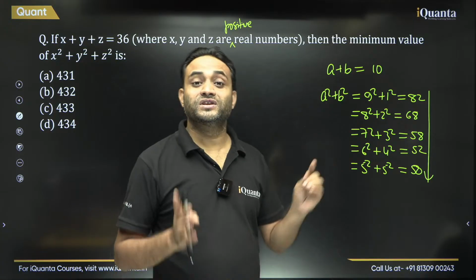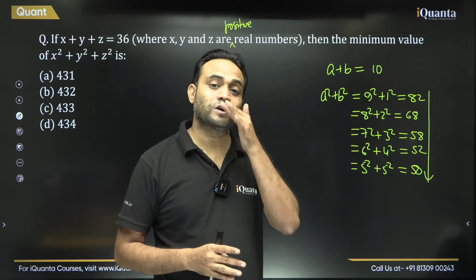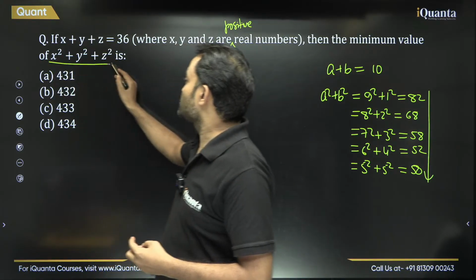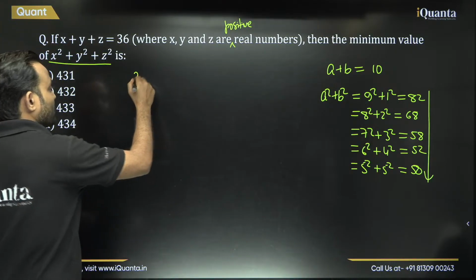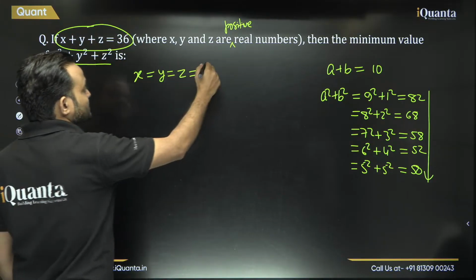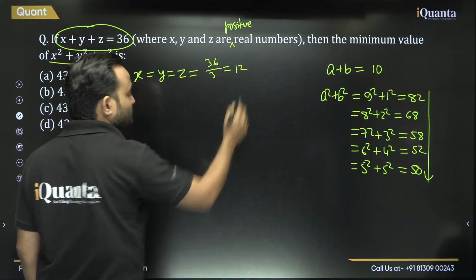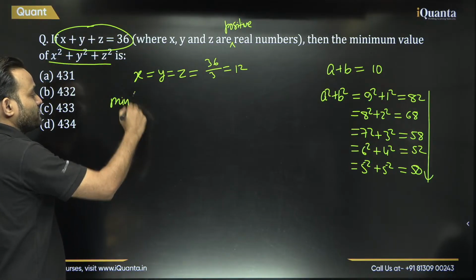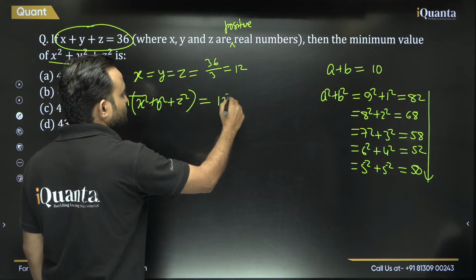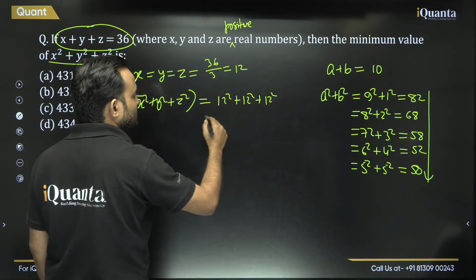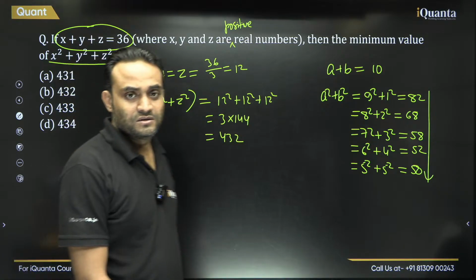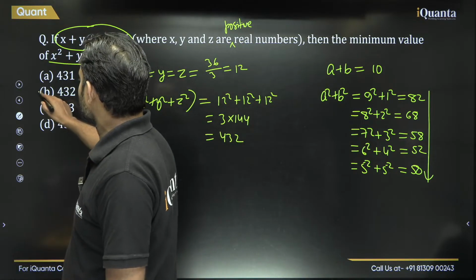So this can work for 3 numbers as well, for 4 numbers, for 5 numbers. This will work for all the numbers. If you want to find the minimum value of x square plus y square plus z square, we need to take x, y, z equal. If I take x is equal to y is equal to z, then x plus y plus z is equal to 36, so each will be 36 by 3, that is equal to 12. So the minimum value of x square plus y square plus z square will be equal to 12 square plus 12 square plus 12 square, which is equal to 3 into 144, that is equal to 432. So our answer is option B.